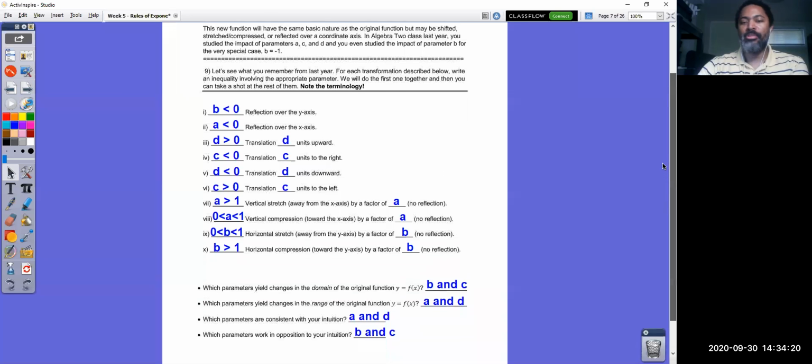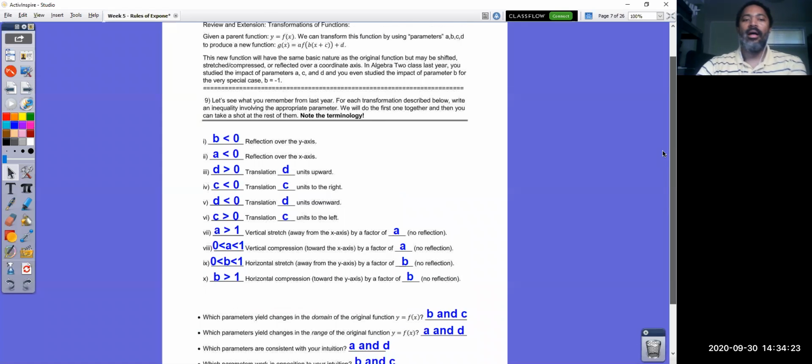All right, so I'm going to post this as a summary of what you remember from last year. That's why I'm going pretty fast. A lot of this stuff is algebra 2, but I want to go over it before we get into what we're doing in pre-calculus.